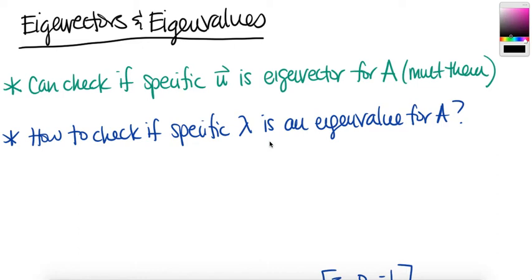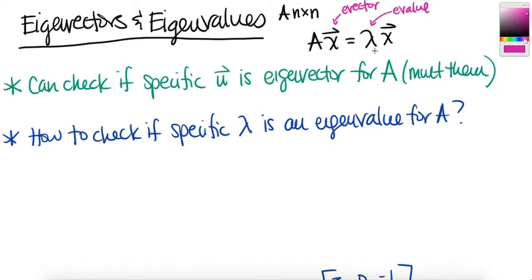Hello, we are back talking about eigenvectors and eigenvalues. Let's just remind ourselves what an eigenvector and eigenvalue are. We have an n by n matrix A, and a vector is an eigenvector if when we multiply it by A, we get back just a scalar multiple of it. So this is the eigenvector, and this scalar, lambda, is the eigenvalue.